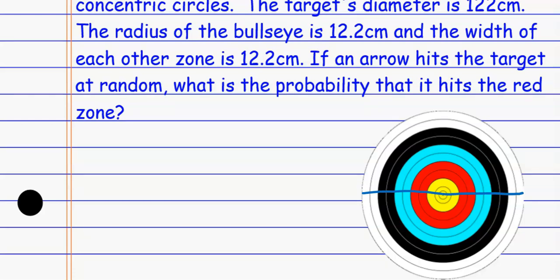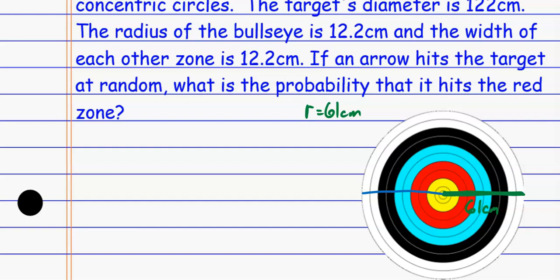If I want to find the area of that circle, I only need to go halfway across. If the whole way across is 122, halfway across is 61 centimeters. So that's the radius of the overall circle, 61 centimeters. I'm going to write that off to the side in case it's hard to see on top of the drawing. From there, I need to find the radius all the way out to the red circle.